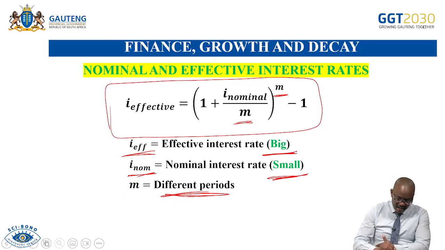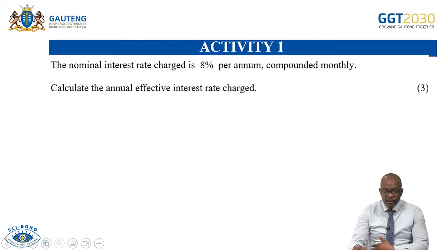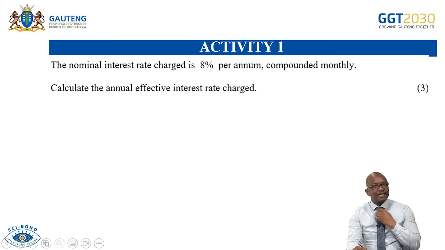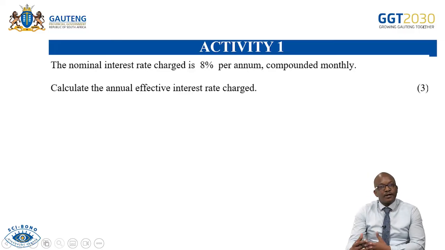It means in your formula sheet or information sheet, the different period is represented by your letter M. So now, looking at our first activity, remember we have to read our statement with understanding because this is financial mathematics. And as we're reading our statement, we also have to analyze what is it that they are looking for.